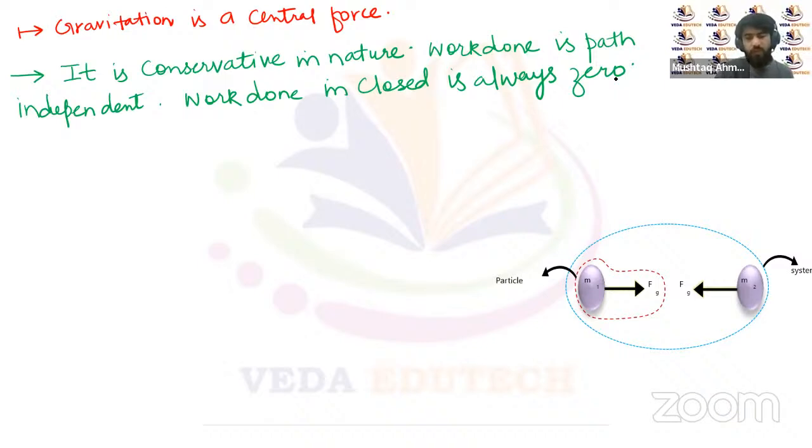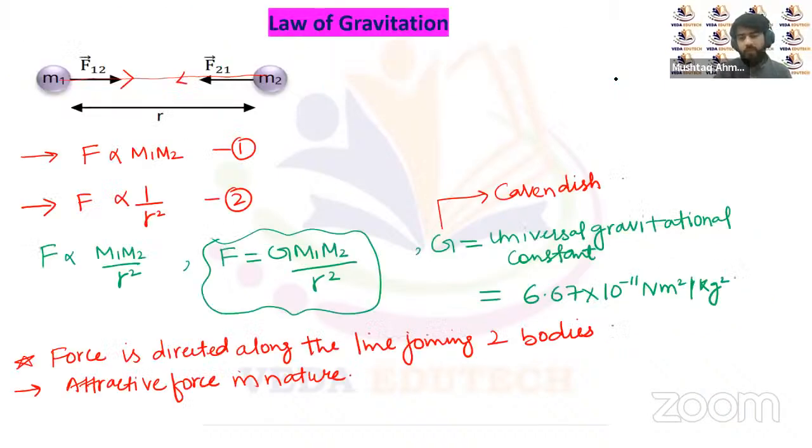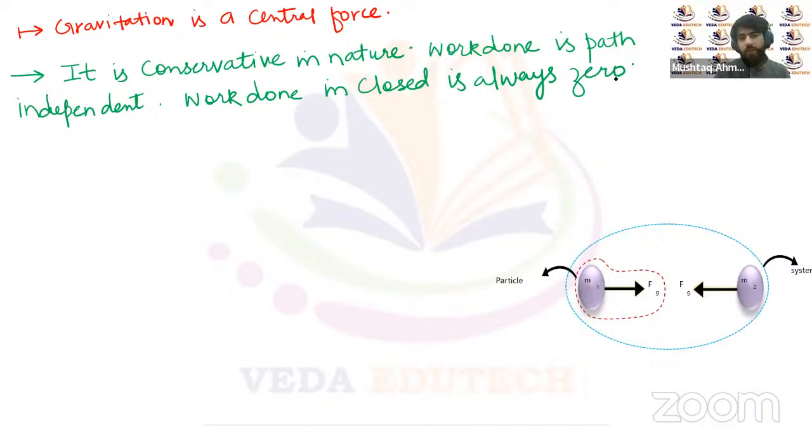And one of the important properties is that it's a central force, because the force is directed along the line joining the two bodies, and it is attractive in nature. It's conservative in nature. It means the work done is path independent. It will depend only on the initial point and the final point, and the work done in a closed path is always zero.